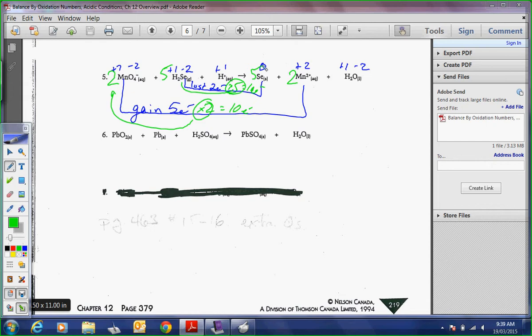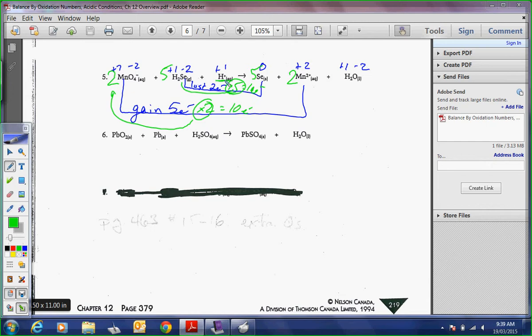Can you see that without the question saying that in the paragraph above? How do I know that, Andy? How do I know it's acidic conditions? Because there's H plus and H2. Right, because there's H plus.